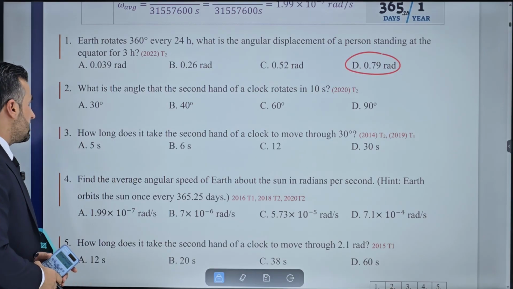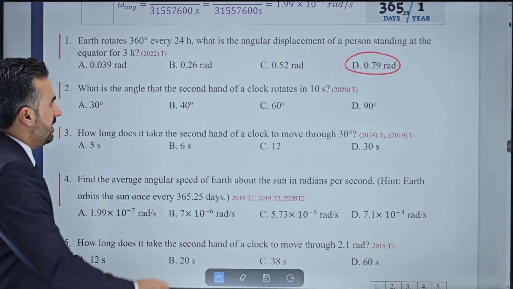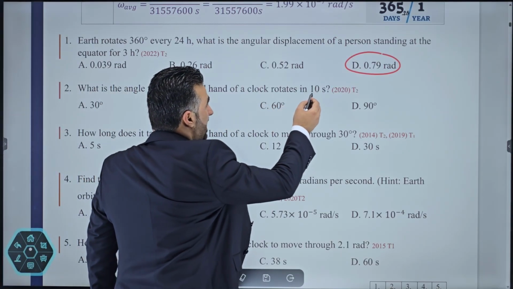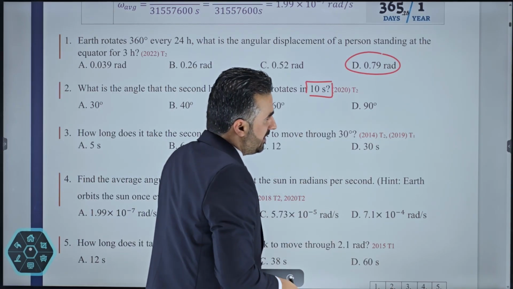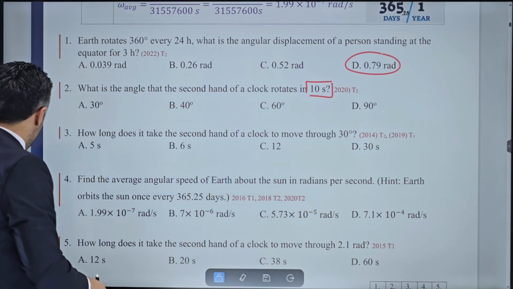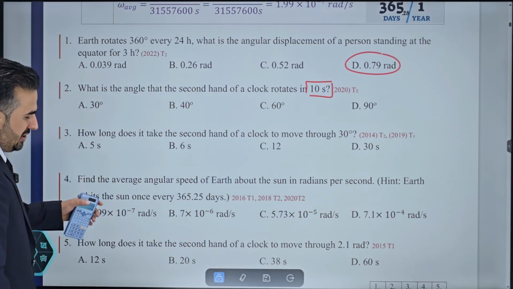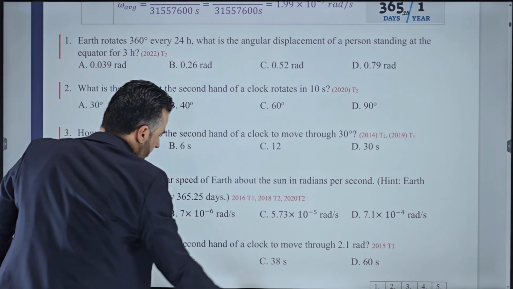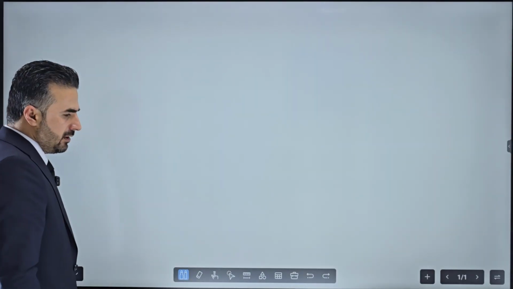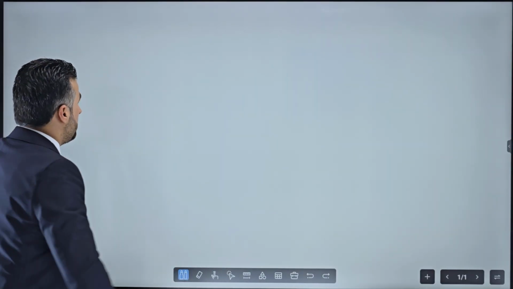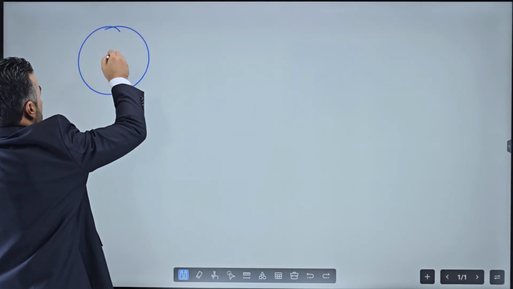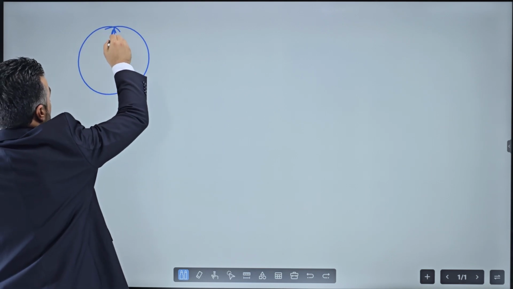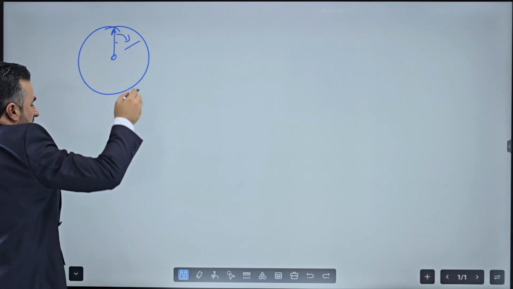Now, if you take a look at the second question, it says, what is the angle that the second hand of a clock rotates in 10 seconds? Now, that is new here. So this time, I'm not going to do the same thing. I'll just move to the whiteboard and show you how this one can be done very, very easily. So again, what is the angle that the second hand of a clock can move in 10 seconds? So in 10 seconds, what is this angle that it covers?